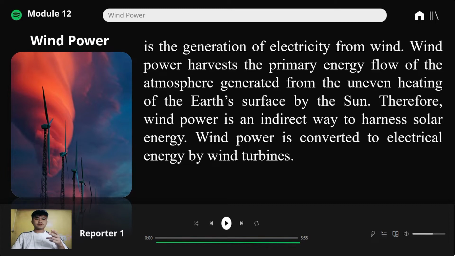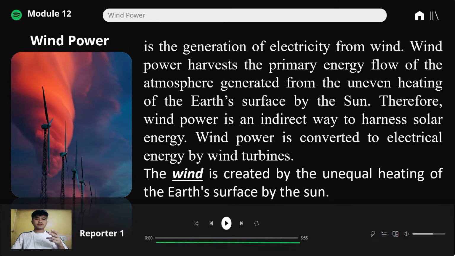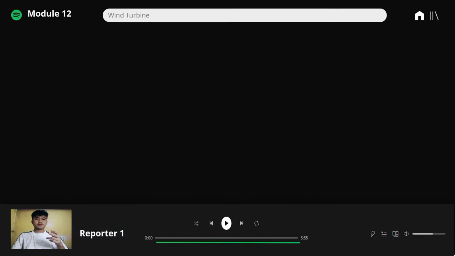Wind power is an alternative energy source, like I've said earlier. This means the power of the wind can be used in place of energy sources such as coal, oil, and nuclear reactions. Wind can be used to produce electricity that heats homes and lights streets and buildings. Wind power is harnessed by a machine called a wind turbine. The wind is created by the unequal heating of the Earth's surface by the sun.